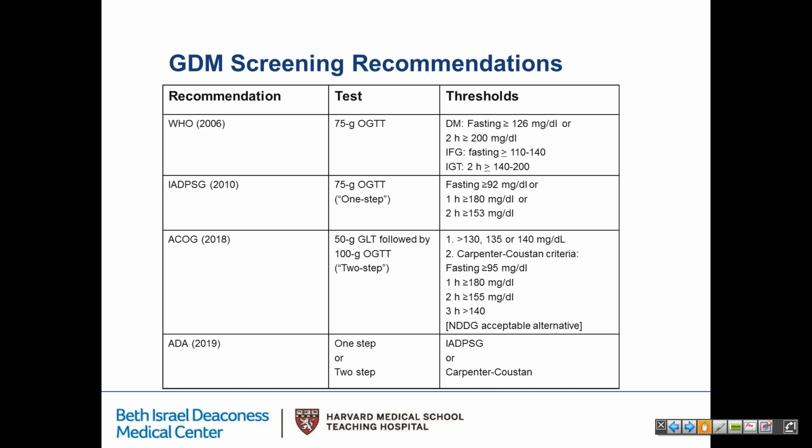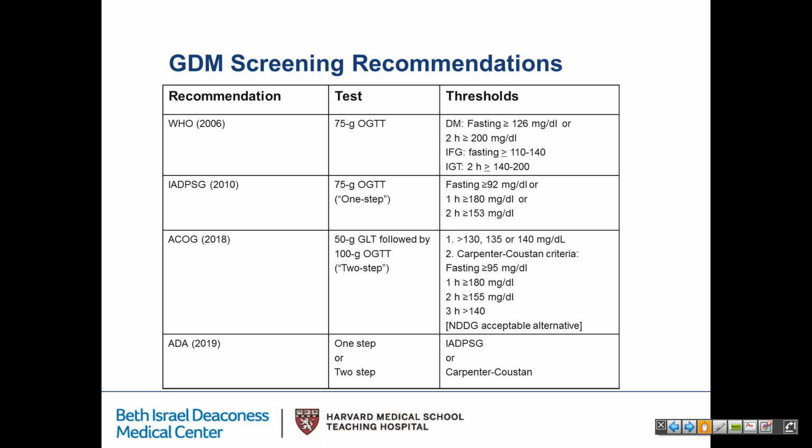There's no gold standard, and ACOG endorses the use of a value of 130, 135, or 140 as abnormal for the 50-gram test, and prefers the use of the Carpenter-Coustan criteria, but also would accept the NDDG criteria, which I have listed here. Suffice it to say, there's a lot of numbers to remember, and I think most people still look these up or use their reference lab values to identify them.